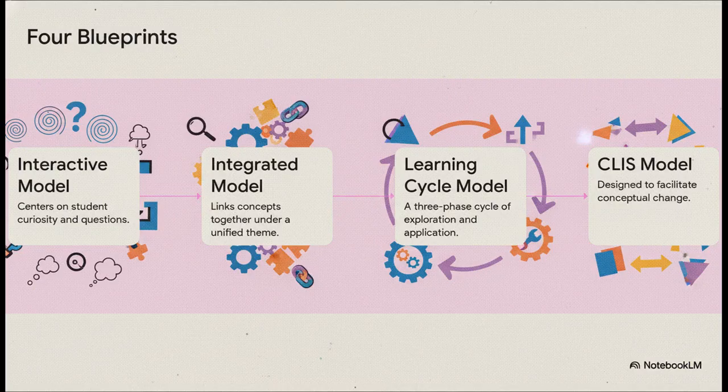So here are the 4 blueprints we're going to cover. First, the interactive model, which is all about following a student's curiosity. Then, the integrated model, which helps connect different ideas. Third is the learning cycle, which has this really natural rhythm of discovery. And finally, the CLS model, which is specifically designed to help change students' minds.